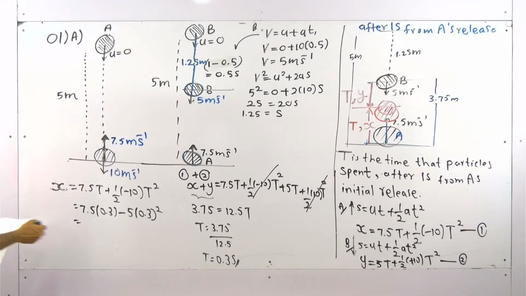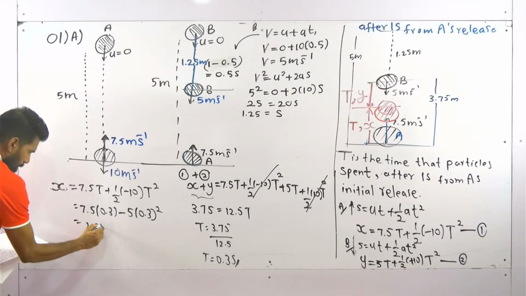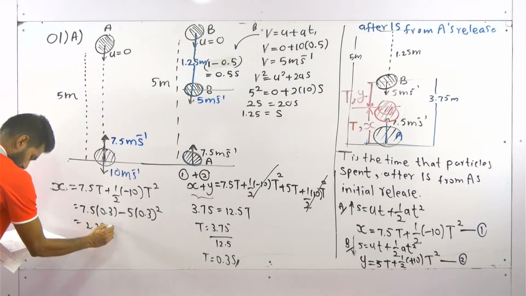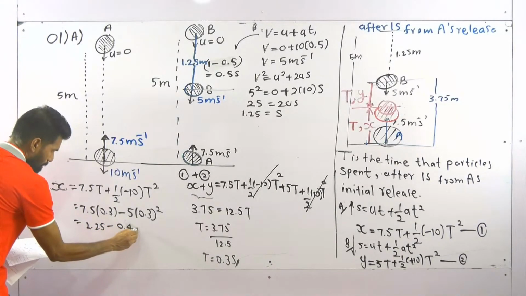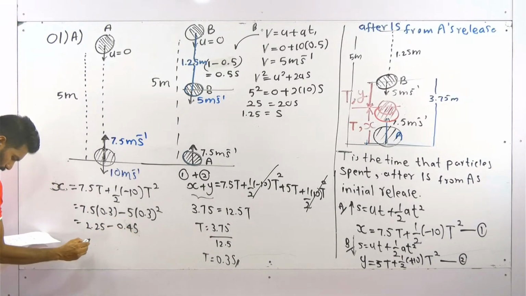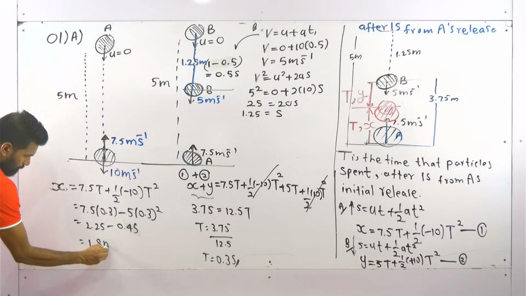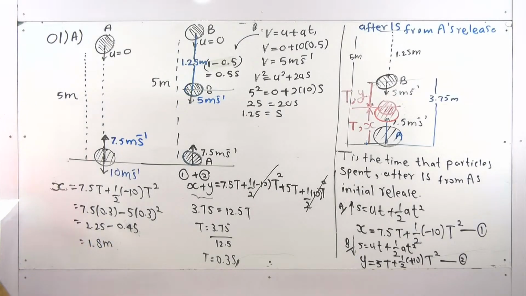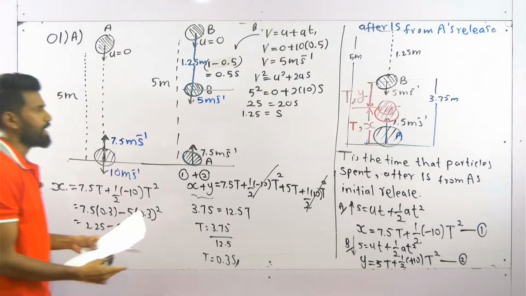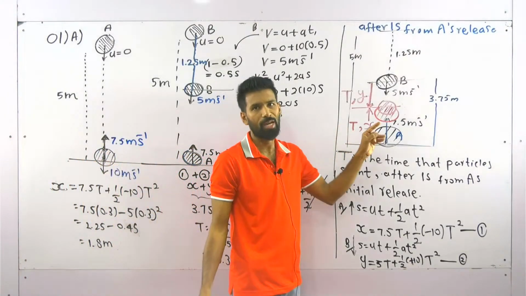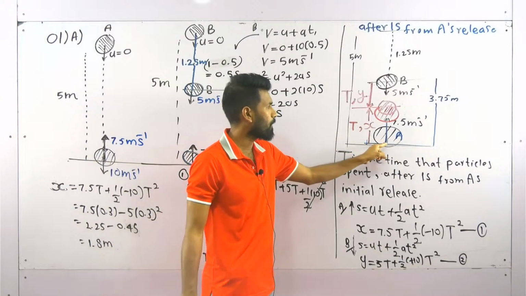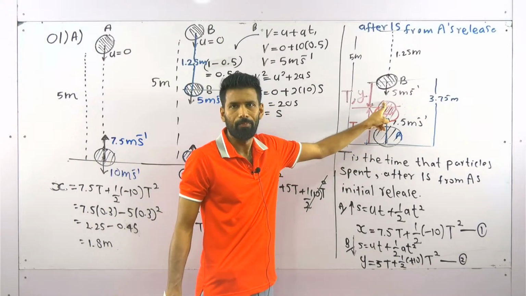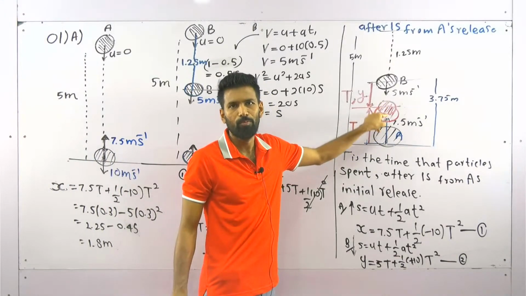Here 2.25 minus 0.05, and you will get the answer 1.8 meters. So x is 1.8. So again, after it bounces from the ground, it has to move 1.8 meters upward to collide with B.